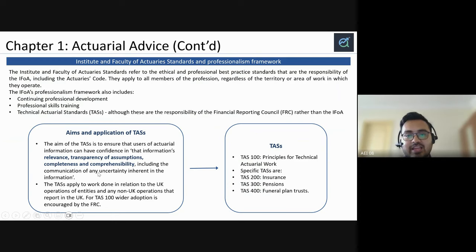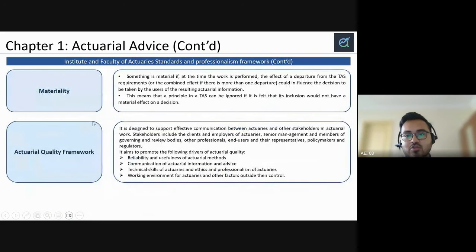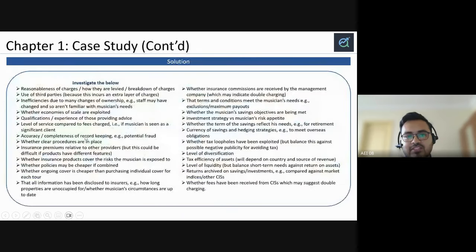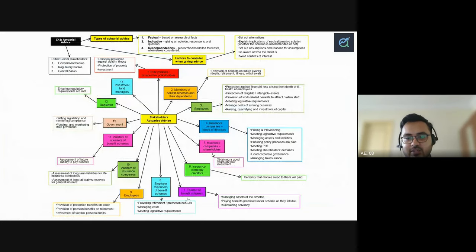So like I just said, I've just quickly skimmed through it. I will go through materiality and the actuarial quality framework. We'll look at a question as well. But before that, let me just show you a quick example of a very recent question that had come. That should give you some incremental insight as to what are the things that you need to be prepared for in this chapter and in the initial chapters.